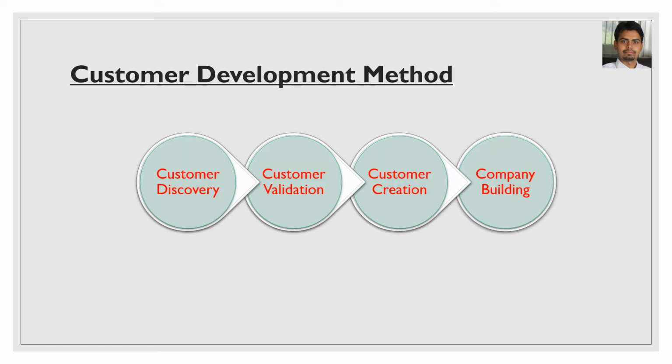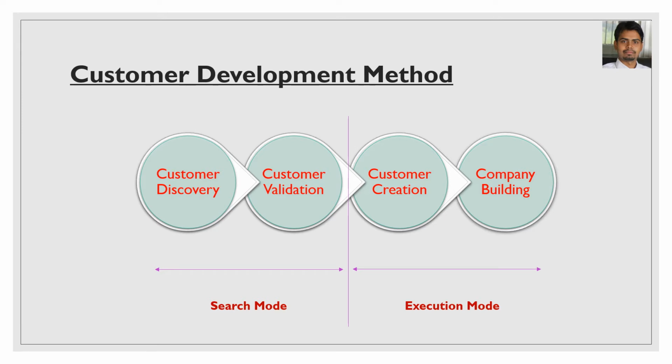Now, what is the customer development method? Look at this graph. It comprises four stages. One is customer discovery, one is customer validation, the third is customer creation, and the fourth is company building. The first two phases, customer discovery and customer validation, are called the search phase or search mode, and the last two phases are called the execution phase or execution mode.